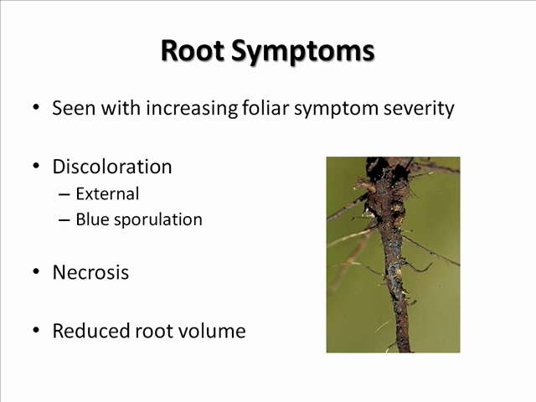And then as the disease progresses and becomes worse, you get root necrosis and reduced root volume. Again, this is going to affect soybean yield because the plant is not able to take up as much water and essential nutrients, which equate to soybean yield.